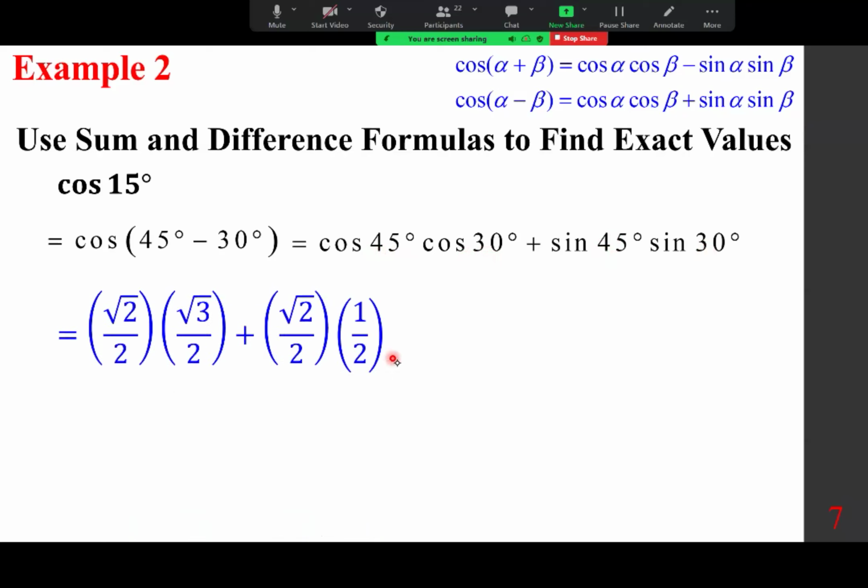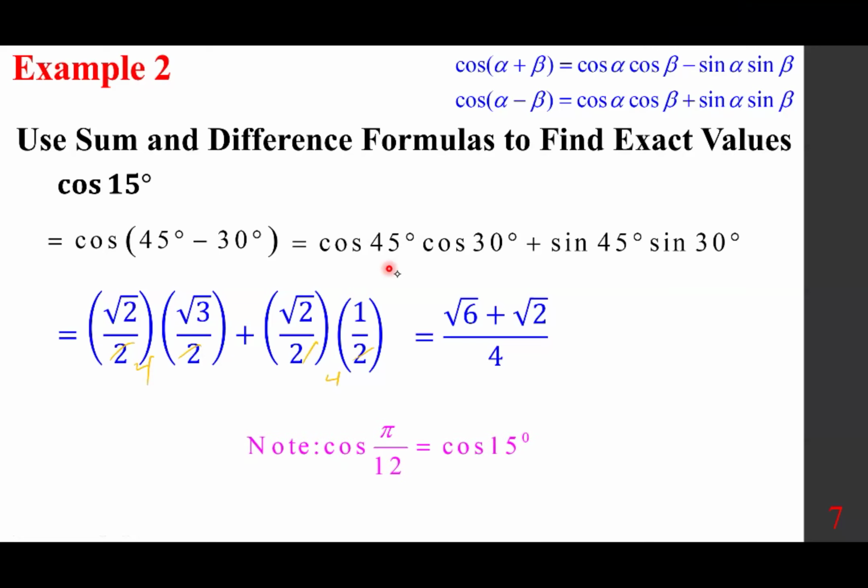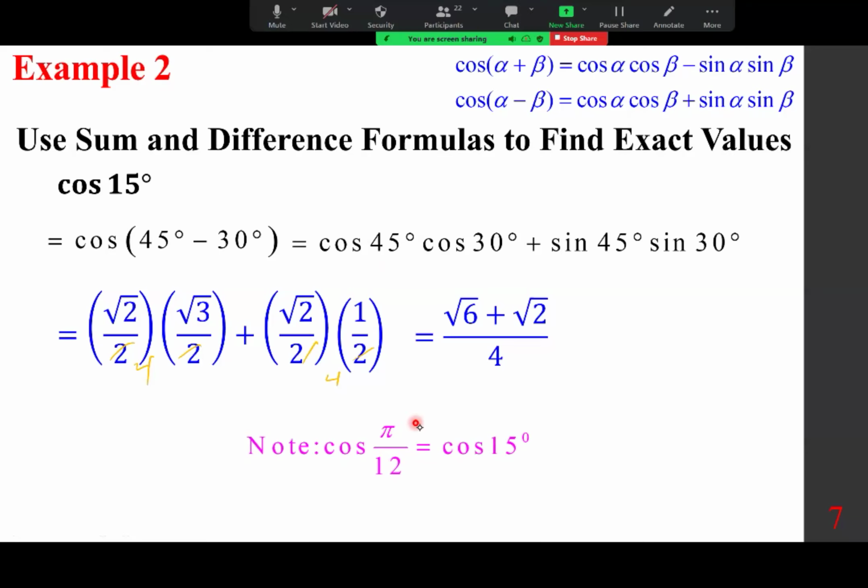Again, for each one, the denominator is 4. So the product, right? You have to add up the numerator. This gives you square root of 6, this gives you square root of 2. So square root of 6 plus square root of 2 over 4. By the way, it's important to recognize it's pi over 12 in case you come across a radian format. It would be helpful to recognize that.